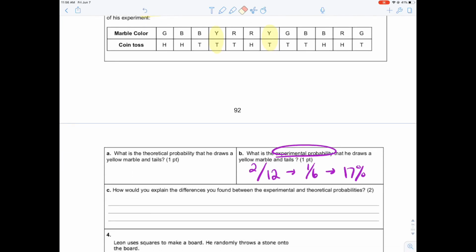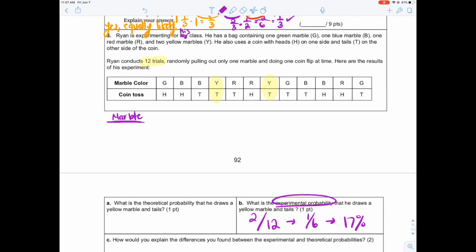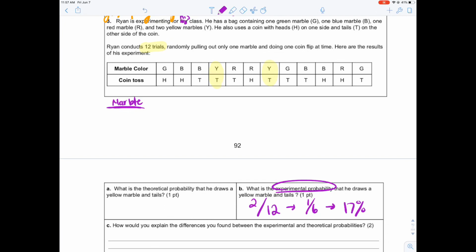So remember, we can use either a tree diagram or we can use an area model. So I'm going to go through both. So the first thing is the marble, right? That's our first event. And the different options for marble, we have one green marble. We have a blue marble. We have a red marble. And we have 2 yellow marbles. Okay, so we just list all of our possible outcomes.